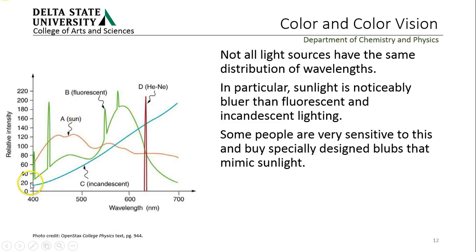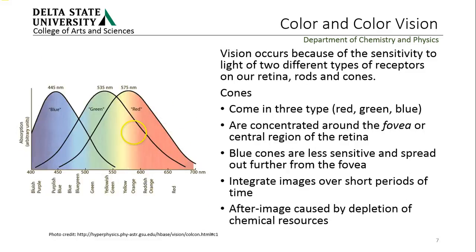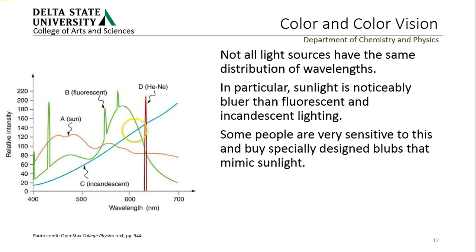Incandescent light appears yellowish because of its emission. Yes, it's much more intense over here in red, but we're not very sensitive over here in red. So incandescent lights, which are going away, appear more yellow. And then there's something like helium neon, which you see in signs, where you get a bright red.